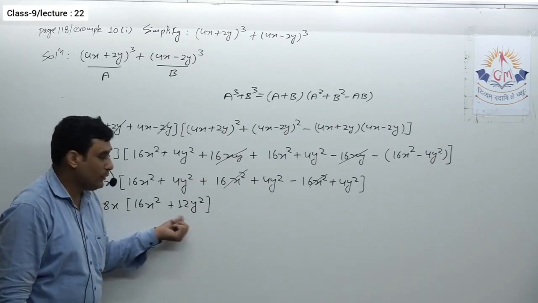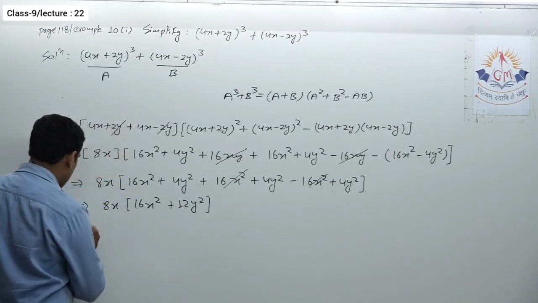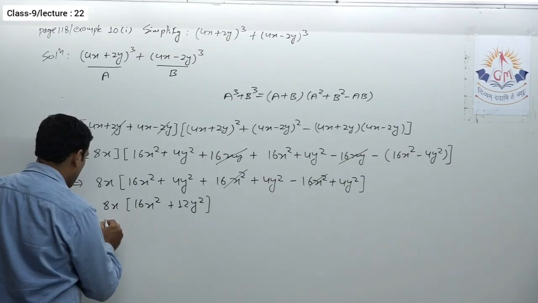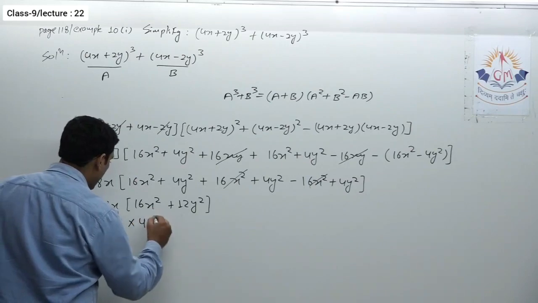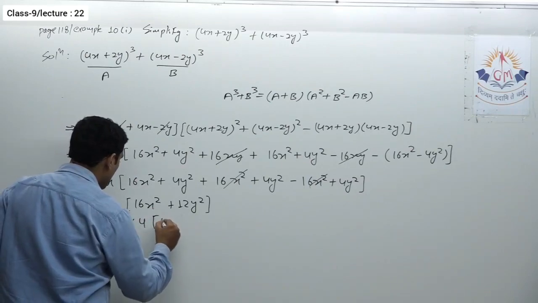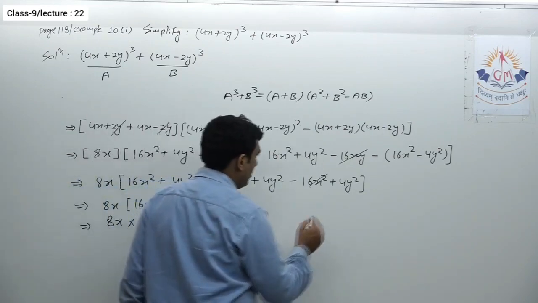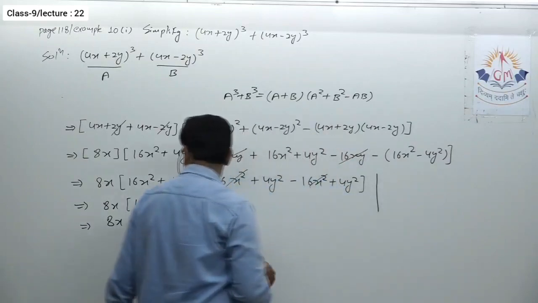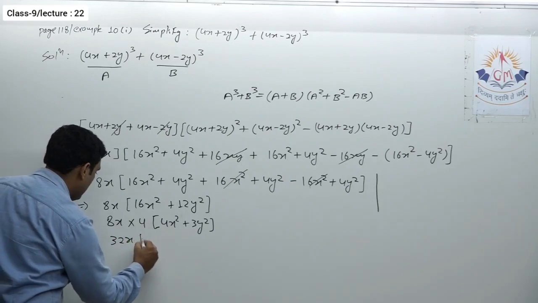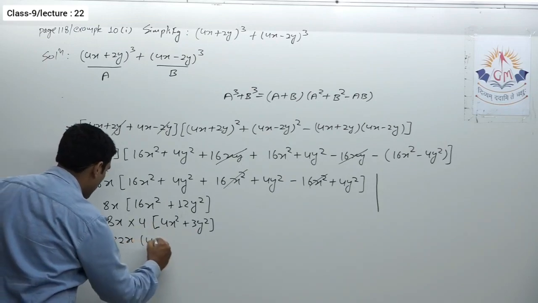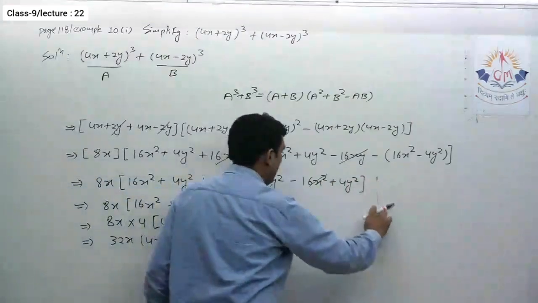Now from 16 and 12 I can again take 4 common. So if I take 4 common, let me write one step more for your better understanding. I am taking 4 common from these two, so here I will get 4x square plus 3y square. And finally I am writing the last step over here. 8x into 4, so I will get 32x, and over here I do get 4x square plus 3y square. So this is my final answer.